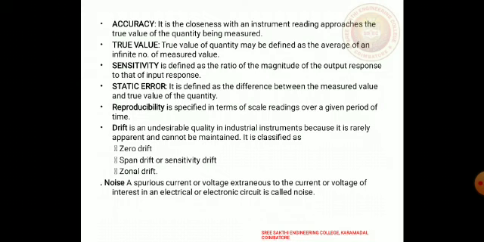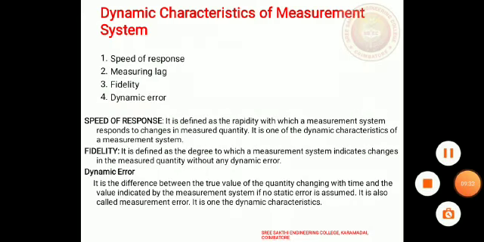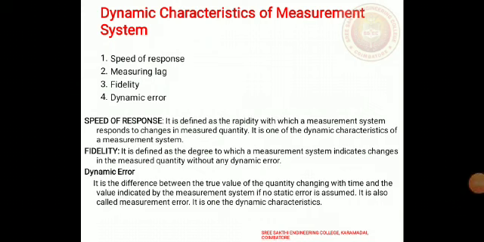Drift. Drift may be classified into three categories: zero drift, span drift or sensitivity drift, and zonal drift. Next one, resolution. If the input is slowly increased from some arbitrary input value, it will again be found that the output does not change at all until a certain increment is exceeded.